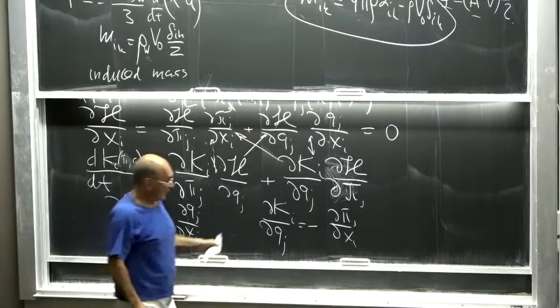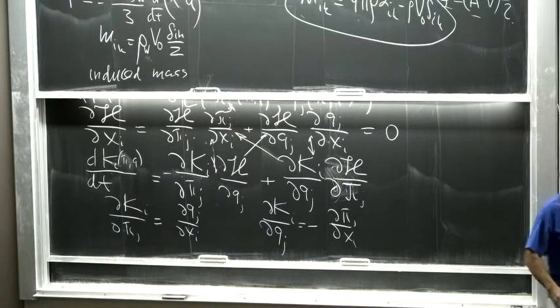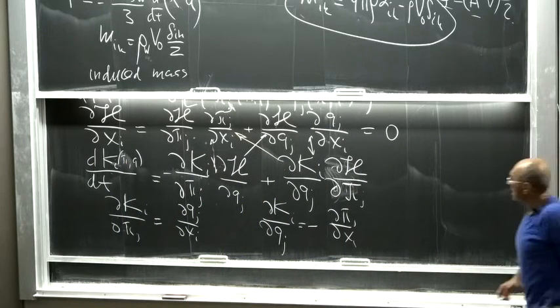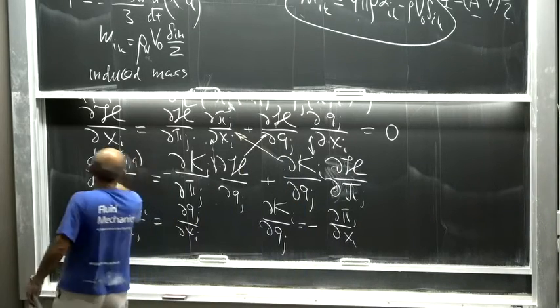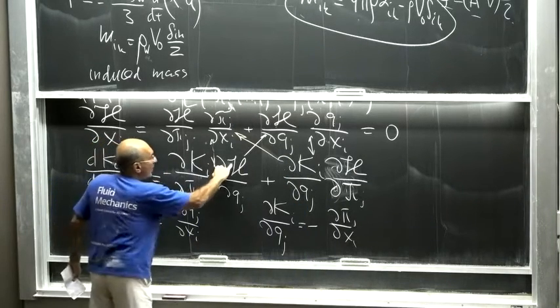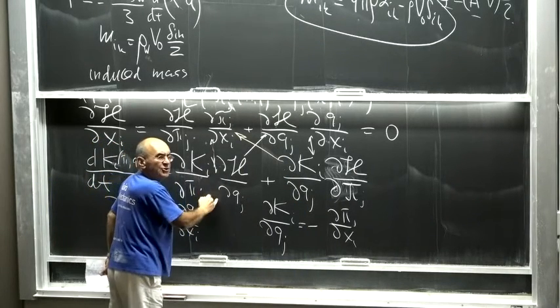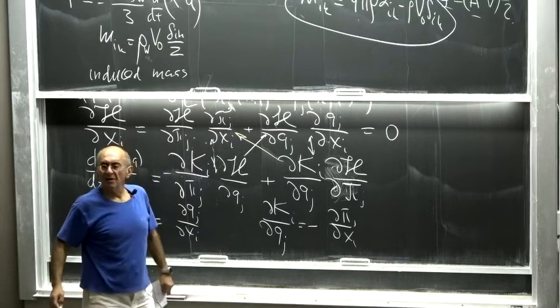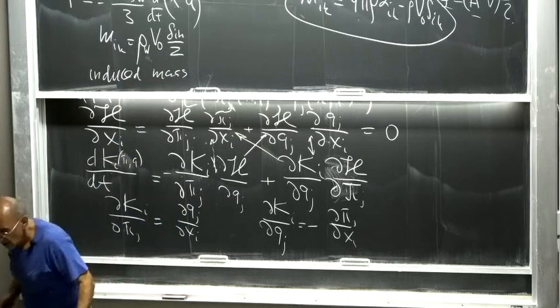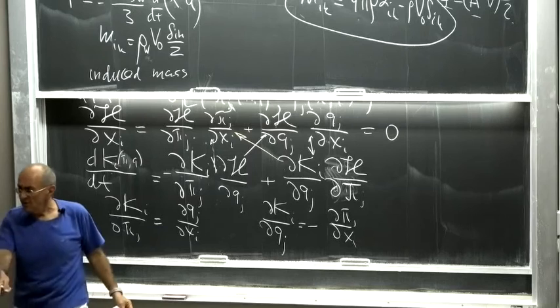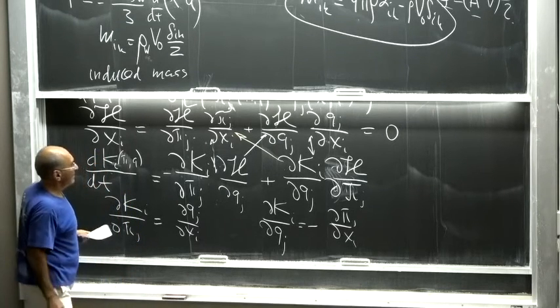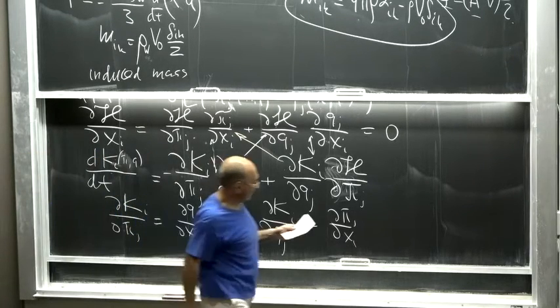Okay, good. Sorry, what is the minus sign? A minus sign is because here dk d pi dt is minus dh dq. Okay, good. That's mine? Okay.